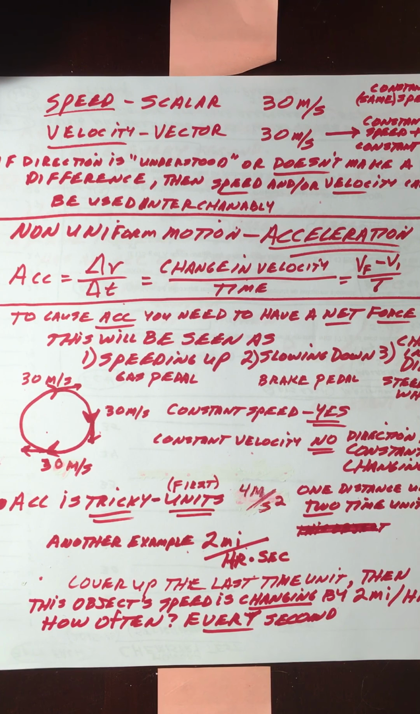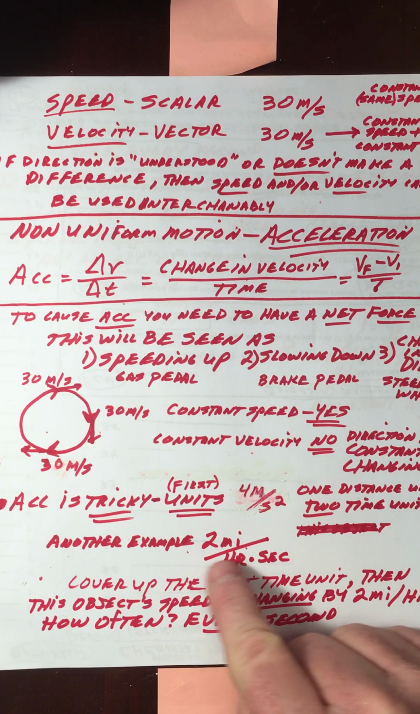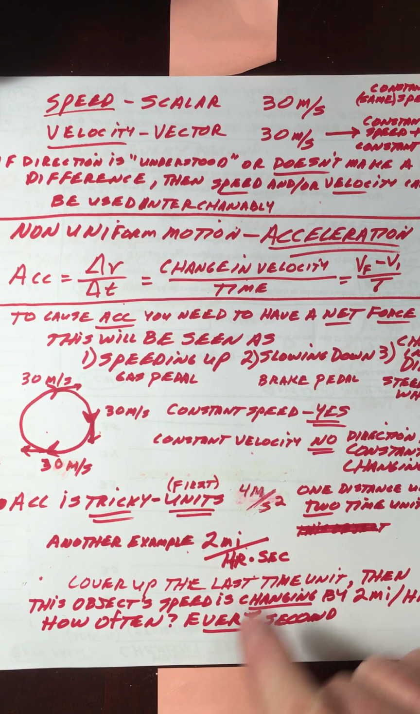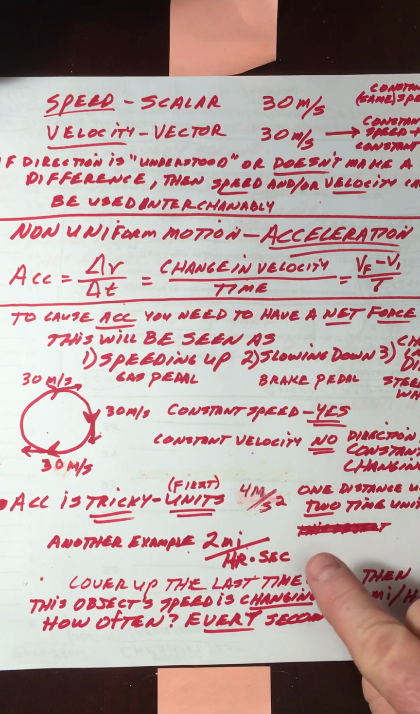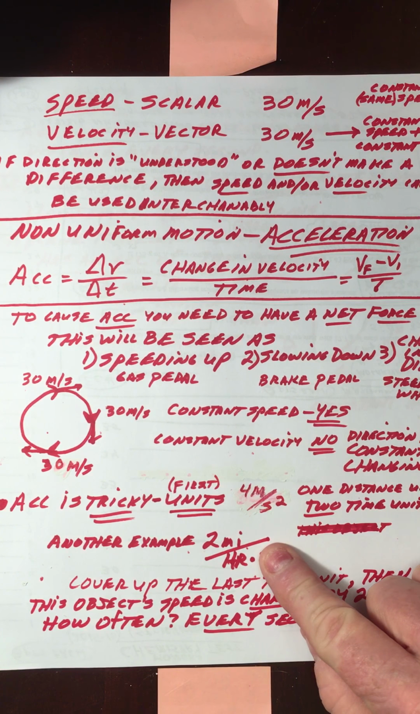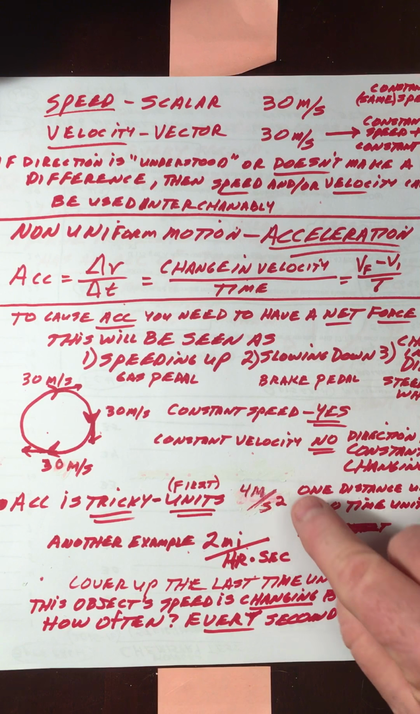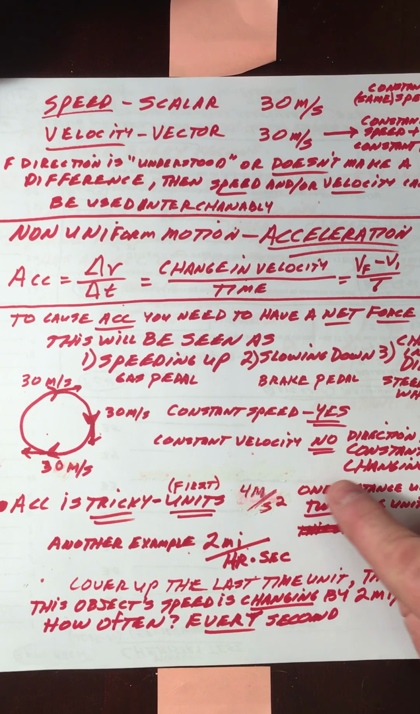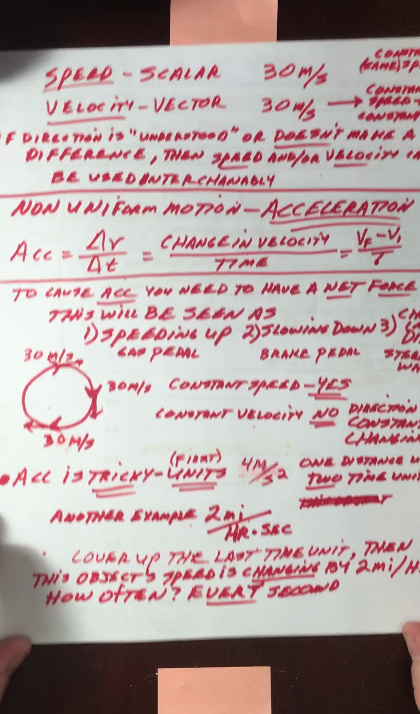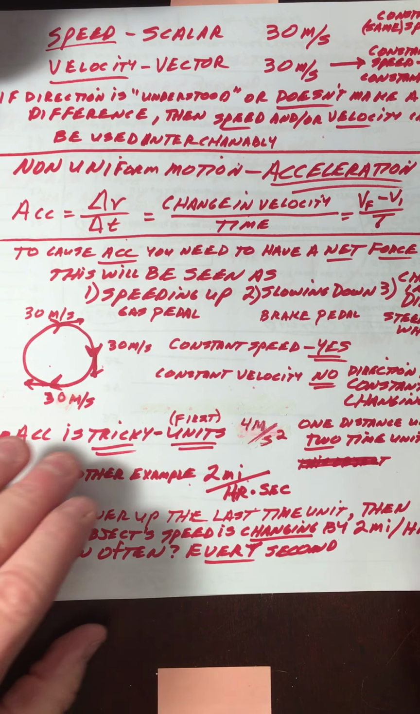Well, here's a little trick for you. Here's another acceleration, 2 miles per hour per second. What does that mean? We'll cover up the last time unit, and it means my speed will change by 2 miles per hour. How often? Every second. What about this one? Let's cover this up. My speed will change by 4 meters per second. How often? Every second. Now, that's how you can actually understand acceleration units, okay?